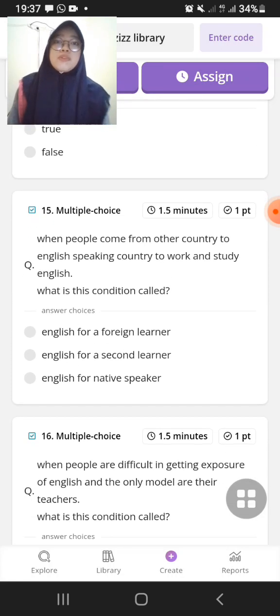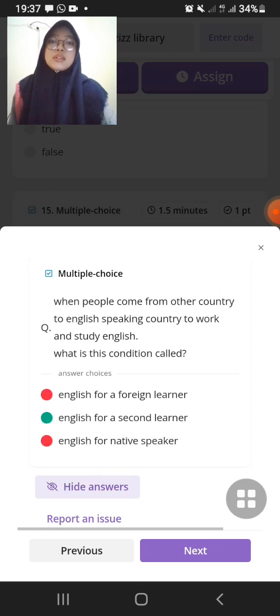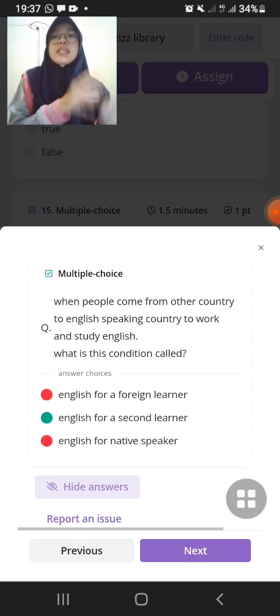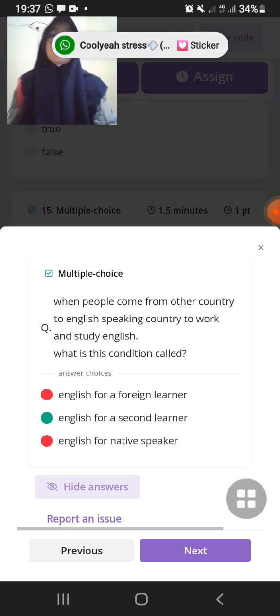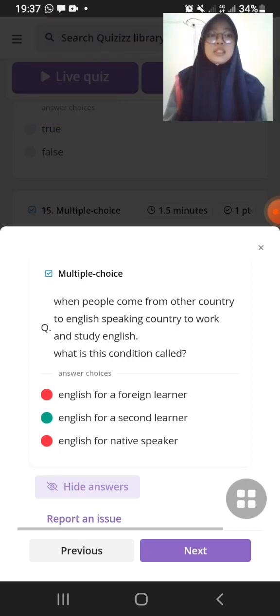Question number 15. When people come from other country to English speaking country to work and study English, what is the condition called? The answer is English as a second language learner, because they use the language of their own country in their home country and go to other English speaking countries to work and study. It is called English as a second language learner.